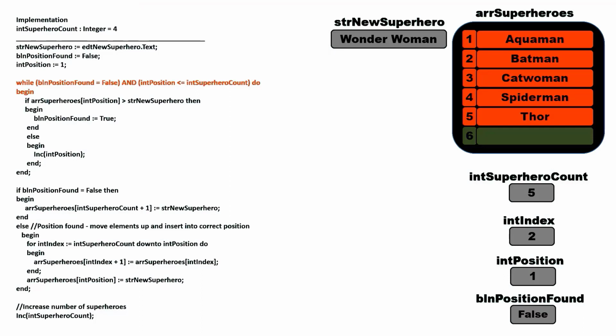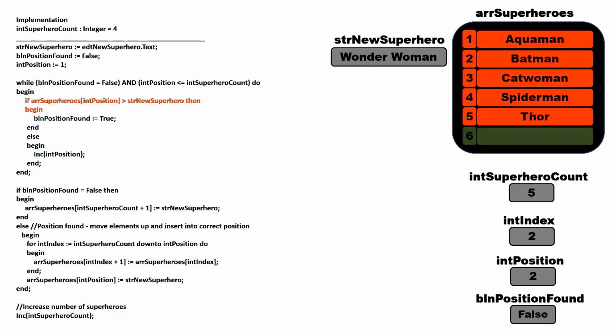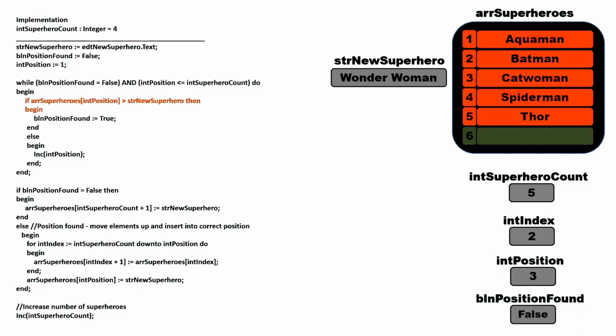You enter the while loop again, and the if statement checks if Aquaman is greater than Wonder Woman. It is false, so the else branch increments the position to 2. You enter the while loop again, and the if statement checks if Batman is greater than Wonder Woman. It is false, so the else branch increments to position 3. You enter the while loop again, and the if statement checks if Catwoman is greater than Wonder Woman. It is also false, so the else branch increments to position 4.